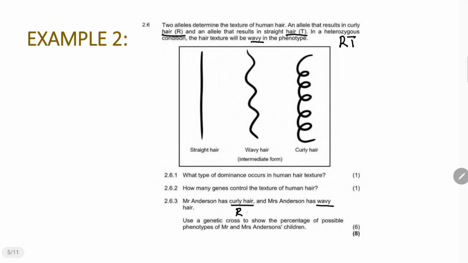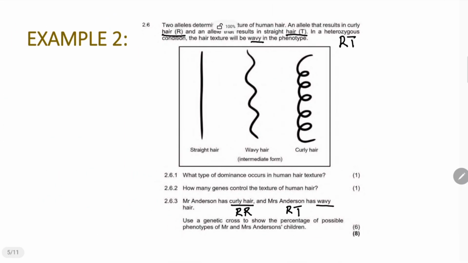Now we know that the allele for curly hair is capital letter R. So Mr. Anderson's genotype has to be capital letter R, capital letter R. Because if we write this in a heterozygous condition, then this hair is no longer going to be curly. It will be wavy. And then Mrs. Anderson has got wavy hair. And we know that wavy hair is the third and intermediate phenotype that is produced. As such, the genotype for Mrs. Anderson will be RT, capital letters, right? So let's try and perform this genetic cross.